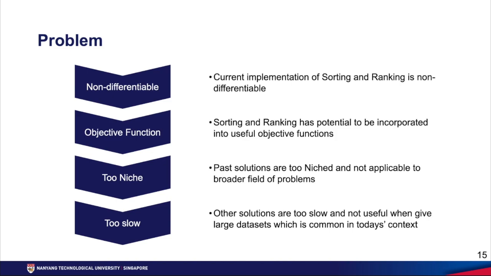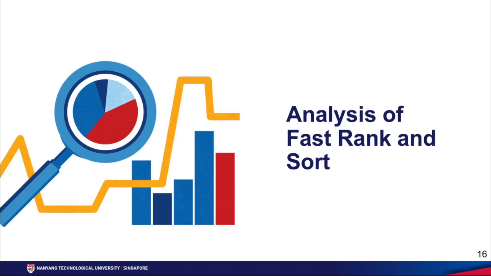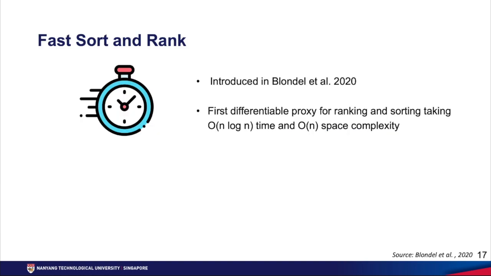in today's context. As such, we look into fast rank and sort, which is a differentiable proxy for ranking and sorting, which takes big O n log n in time and big O n in space complexity. This algorithm was first introduced in Blondel in 2020.